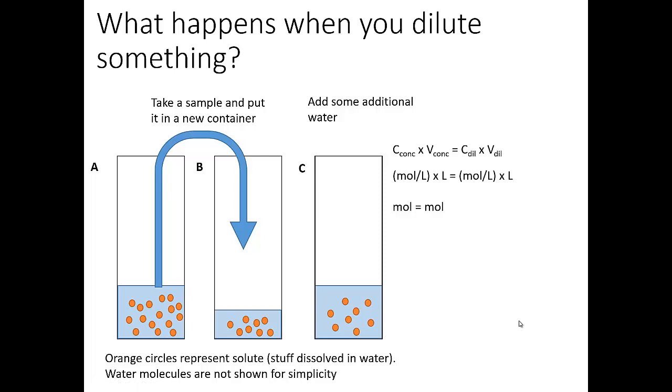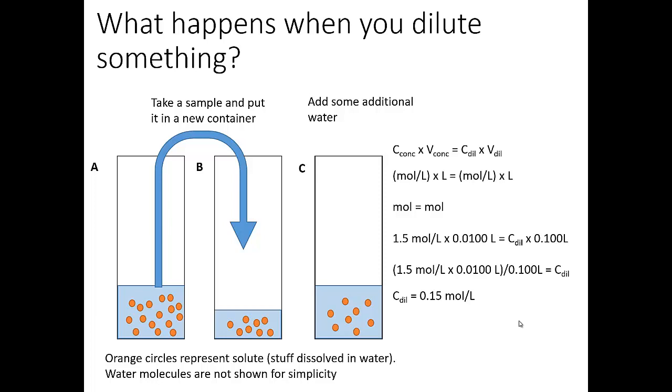So if our concentrated solution was 1.5 moles per liter, and we had 10 mL of it, so 0.0100 liters, right? And we diluted that up to 100 milliliters, or 0.1 liter, we could figure out what the new concentration was. So if we just divide both sides by that 0.1 liter, we end up with 0.15 moles per liter, or 0.15 molar, which is our new concentration, and it's less than our initial concentration.